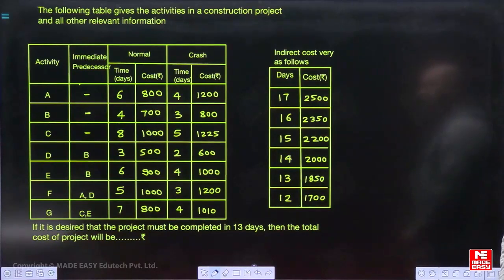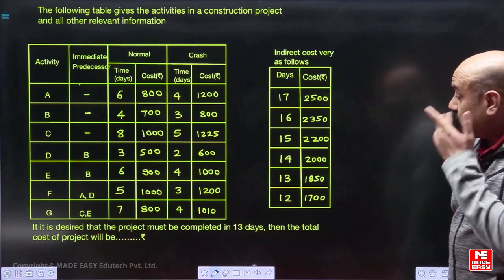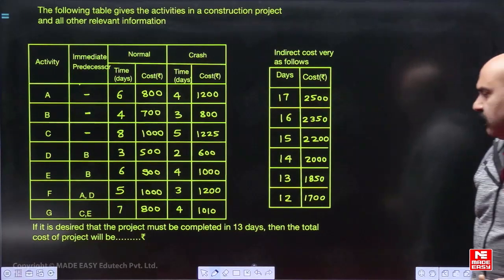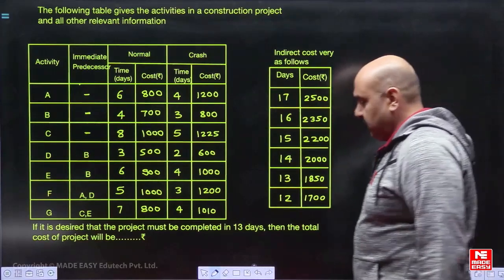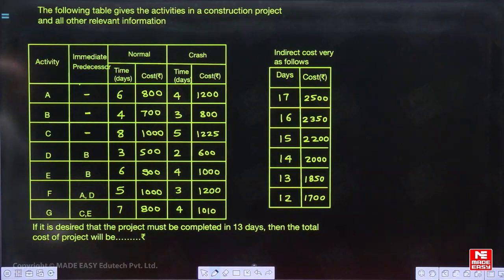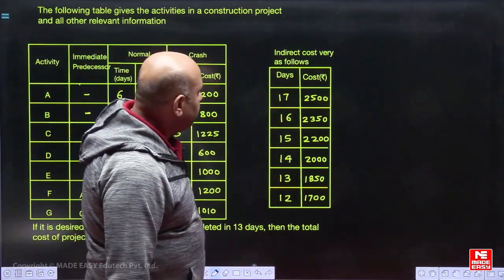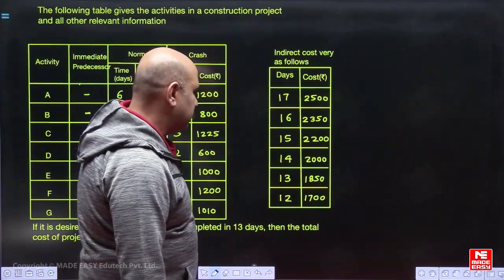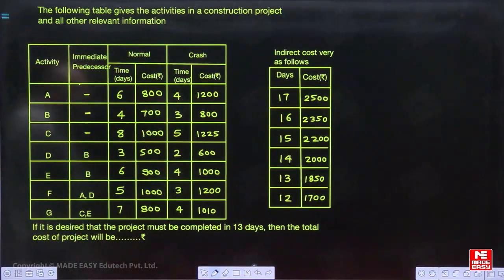The following table gives the activities in a construction project and all other relevant information. The normal cost and the crash cost are given for the activities, and then they are asking, if it is desired that the project must be completed in 13 days, then what the total cost of the project will be. We have to find out the total cost when the project is crashed up to 13 days. The indirect cost varies based upon the number of days: at 17 days, 2,500, then 16 days, 2,350.